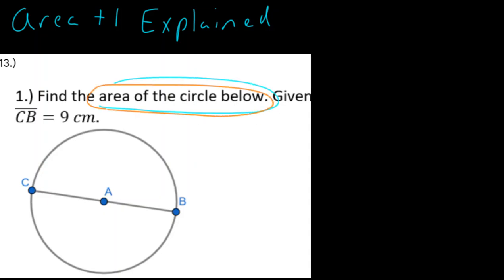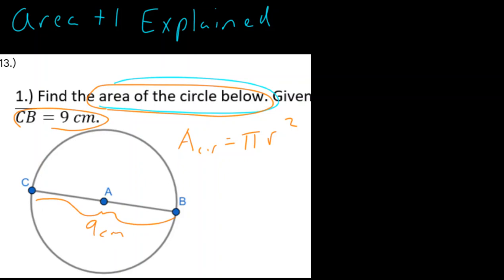Well, what's the formula for the area of a circle? We know that the area of a circle is equal to pi r squared. Here I give you that CB is 9 centimeters. So what's the one thing you have to do before being able to solve this?